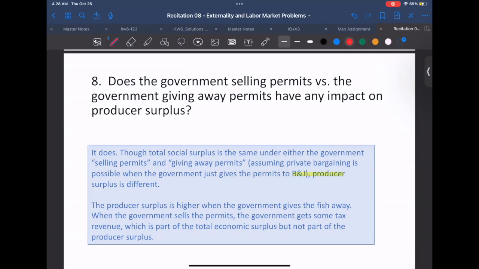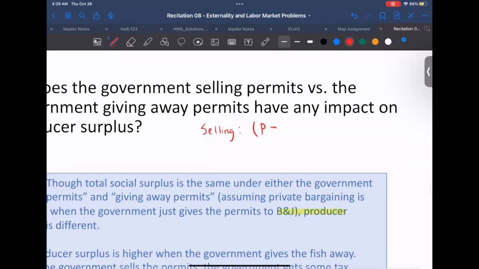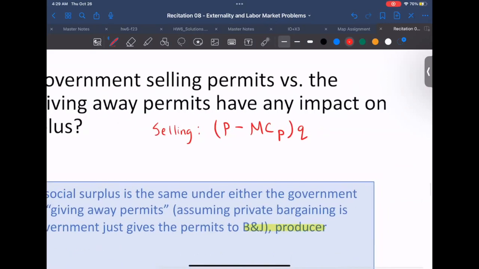So first, in a scenario where the government is selling permits, the producer surplus, or the profit that you make, is going to be what you make, P, minus the marginal cost that you incur with the permits, times Q. That's going to be your profit.